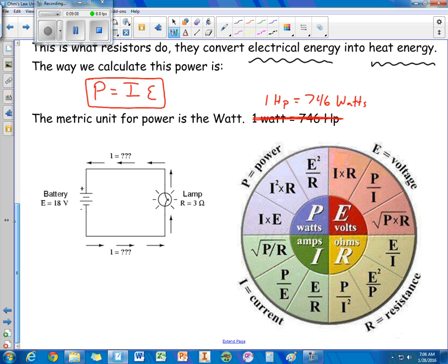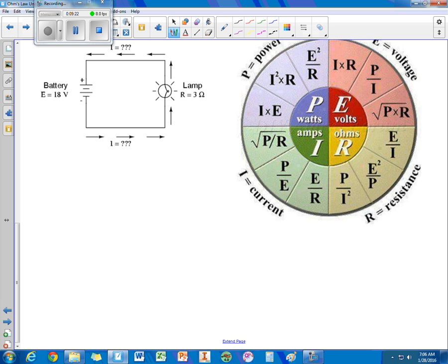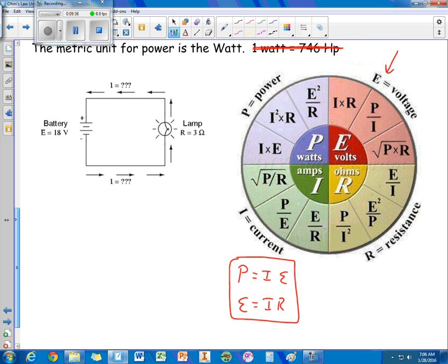All right, so taking a look at this right here, we call this the electrician's wheel or the electrical engineer's wheel. What it does is it combines the equation for power and Ohm's law. It just puts those together to solve for each one of those 4 variables.